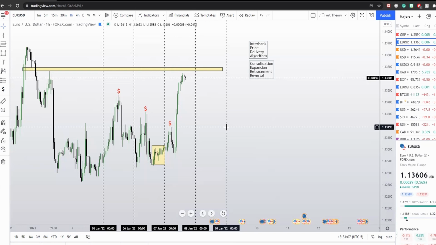I know it's very simple, but I want you guys to just get a feeling of what's going on in the market. And once you understand that, you're more than ready to start practicing, start understanding a little bit more about what goes on in the market.